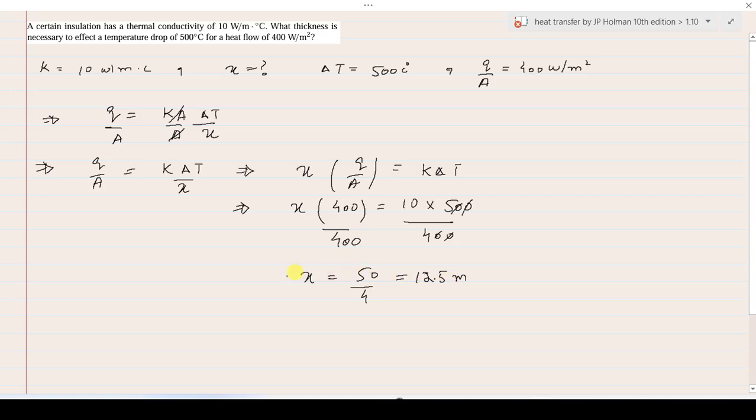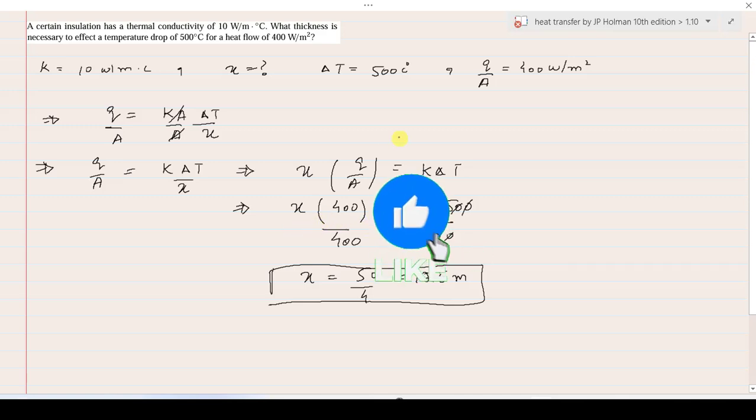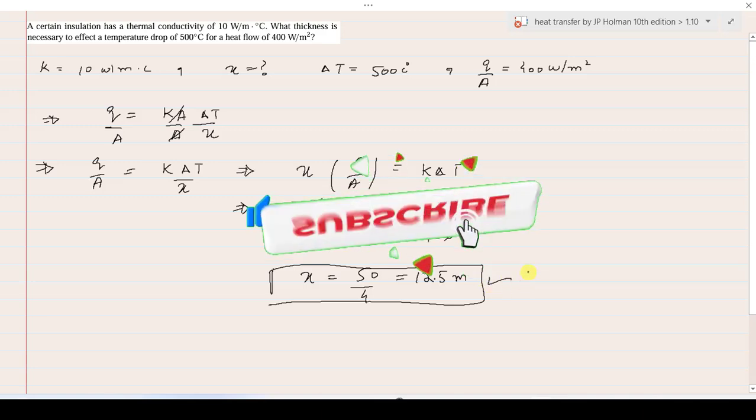I hope you understand. This is the thickness that is necessary for this much temperature drop. I hope you understand. If you still have confusion, you can ask in the comment section.